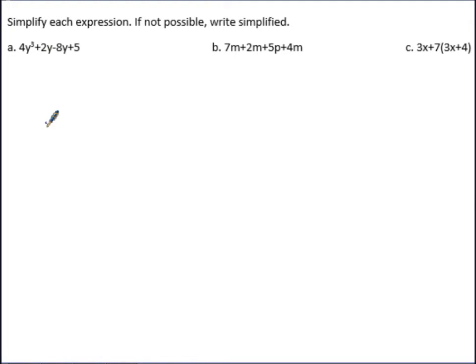So we're going to do a little practice simplifying things and looking for like terms. So if I look at this expression, I have 1, 2, 3, 4 terms, okay? And then I'm looking for ones that have the same variable and the same exponent. The only ones I see are these two right in the middle. So I'm going to combine those two and leave everything else the same. So 4y to the third stays the same. 2 minus 8 would be negative 6y, and then plus 5 at the end. So that's all I'm doing, is finding things that are the same and then combining them.